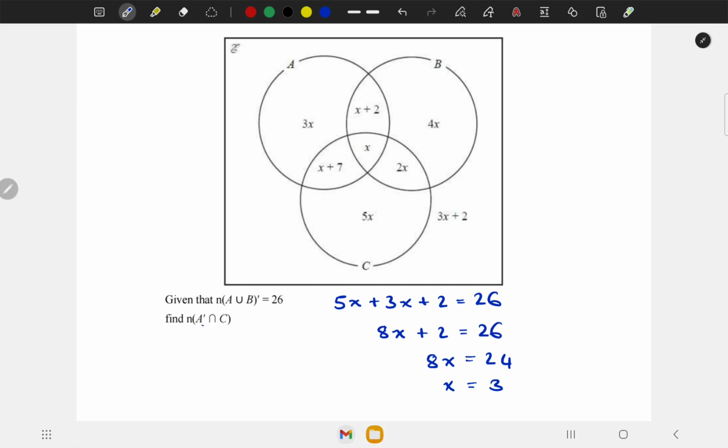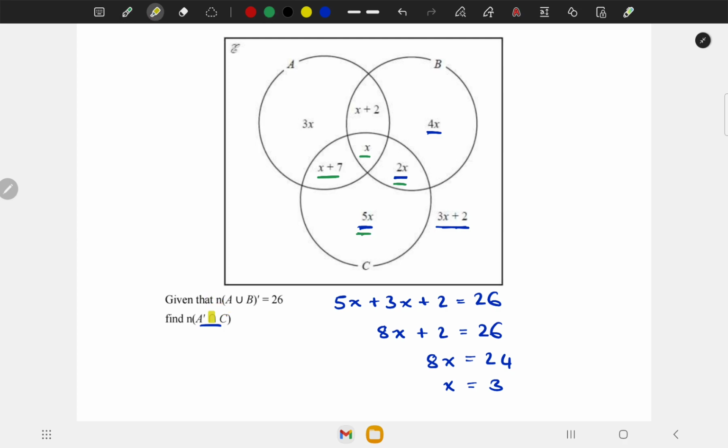Now, such questions often tend to confuse students. Very easy to go about it. It's telling us A complement, so I'm going to identify what I have in the complement of A. So everything that's not in A, there is the 4x, 2x, 5x, and 3x plus 2. And then it is telling me intersection C. So now I look at everything that's in C. This is in C, this is in C, this is in C, and this is in C.